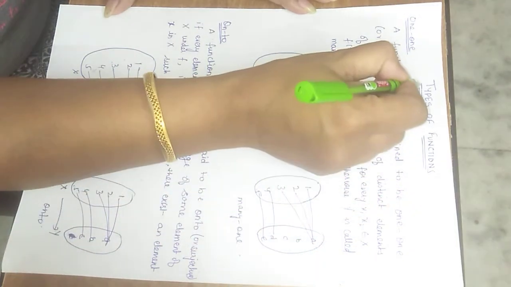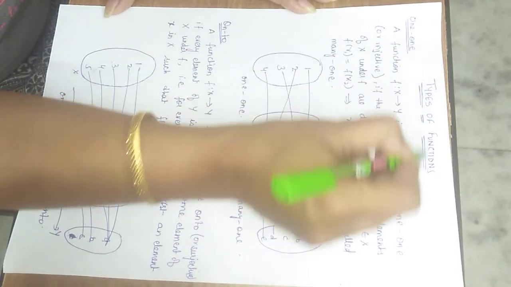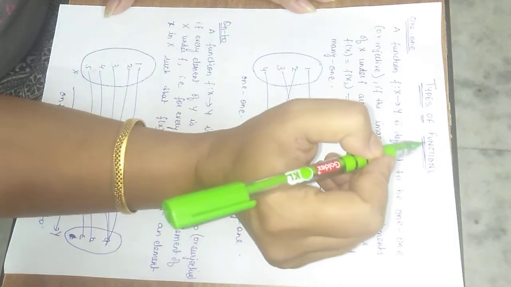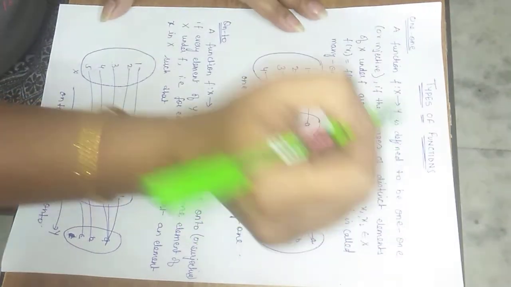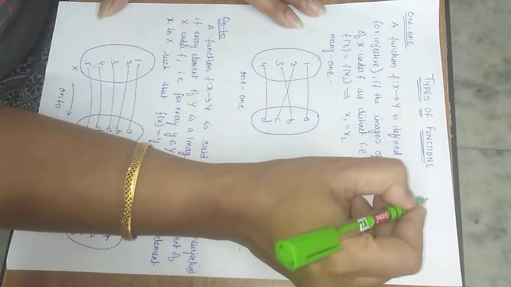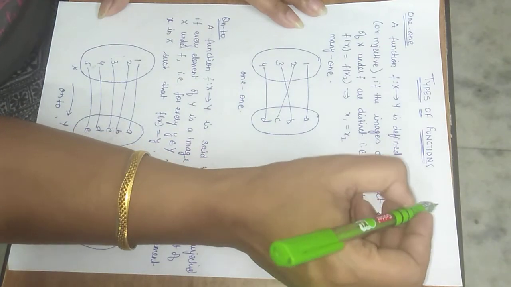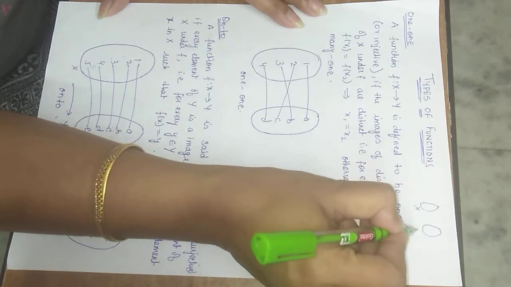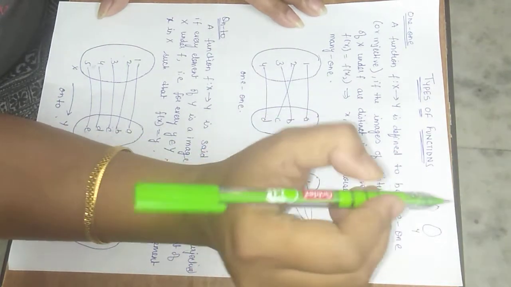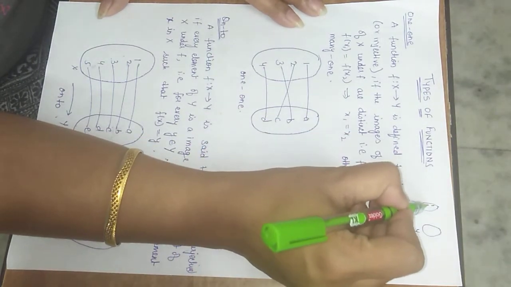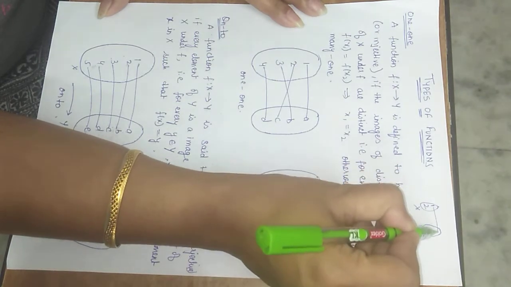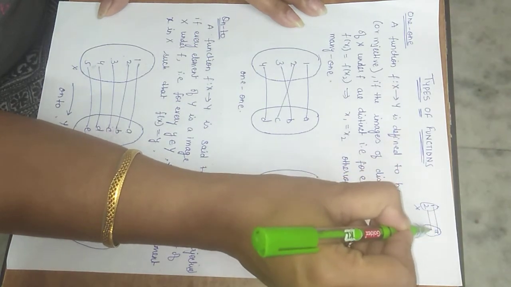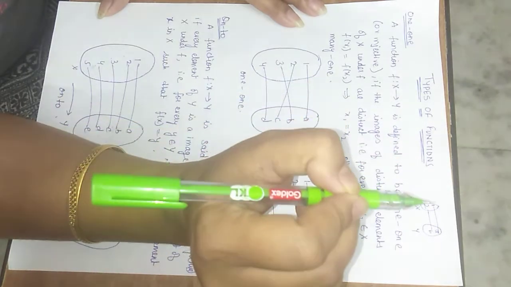Now, in this lecture, we will study about the types of function. What is a function? A function is a type of relation only, in which every element has a unique image. Suppose this is the set X and this is the set Y. If there are elements 1 and 2, and 1 has the image A and 2 has the image B, this is called a function.